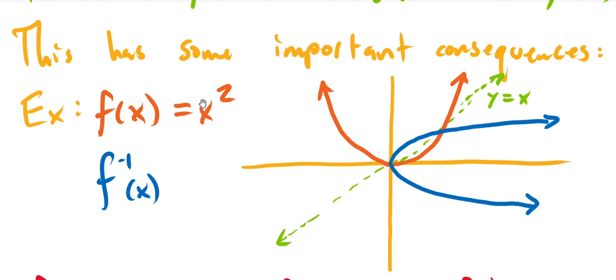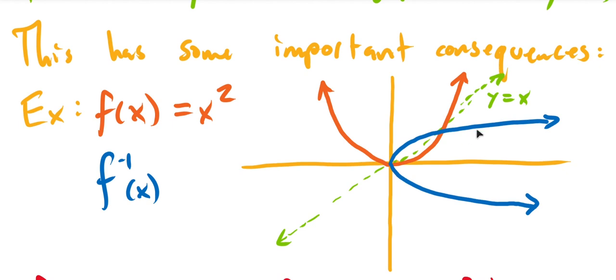Let's consider another pair of functions. Let's consider x squared. We've looked at a graph of x squared before. It has this parabolic shape. And let's consider its inverse. Now, what would its reflection over the line y equals x be? Well, it's this kind of sideways parabola.